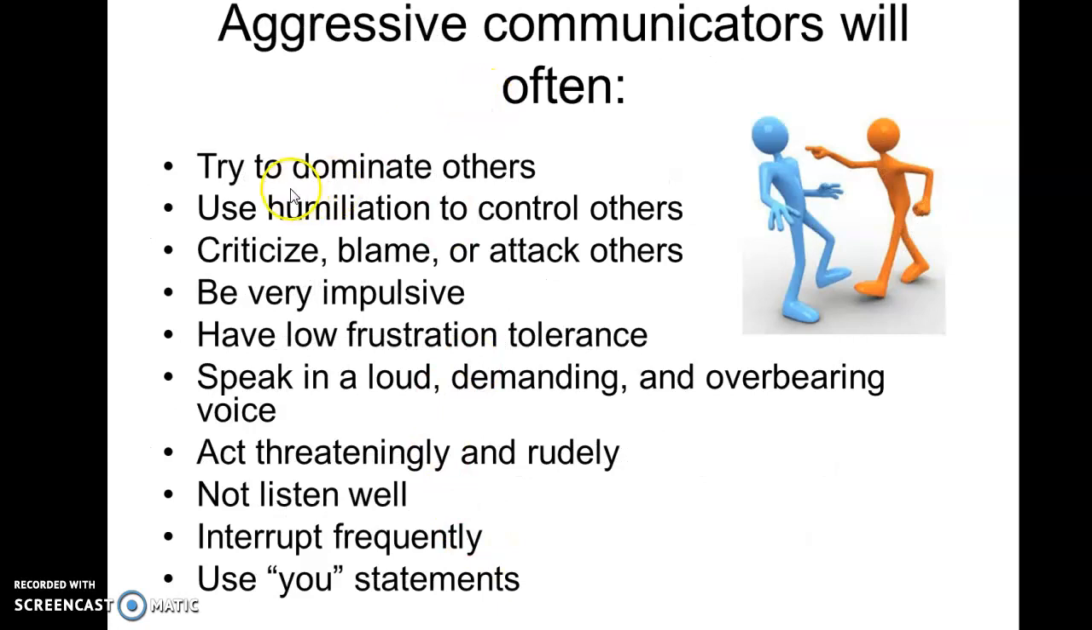Aggressive communicators, so these people will try to dominate. They use humiliation to control others. They criticise, blame or attack others, can be very impulsive, have a low frustration tolerance. They speak in a loud, demanding or overbearing voice, and they can act threateningly or rudely. They don't listen, interrupt and use you statements a lot.